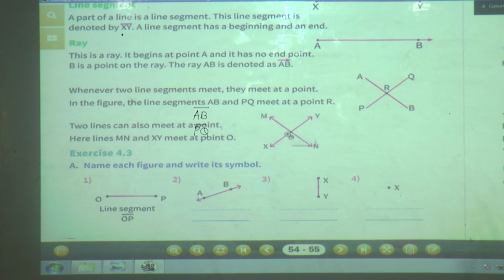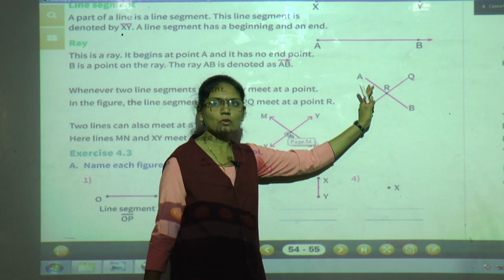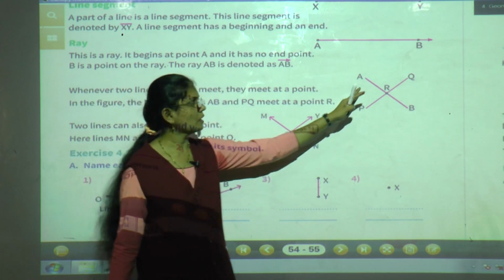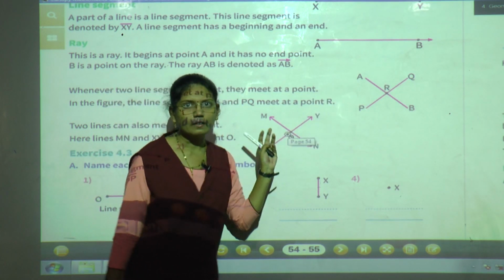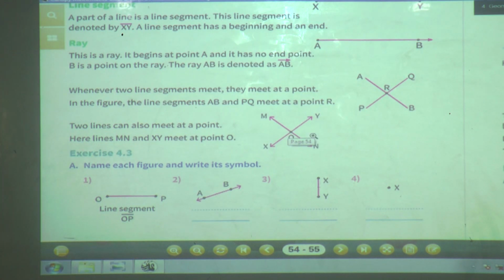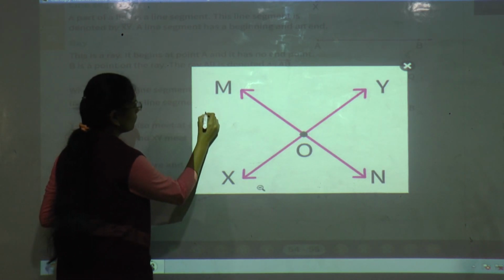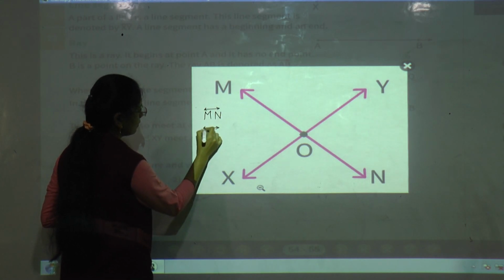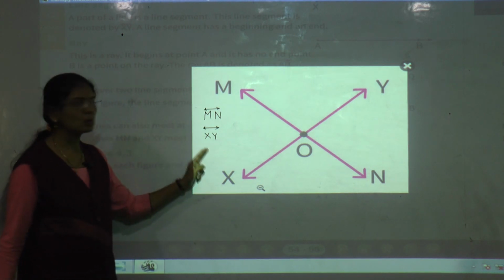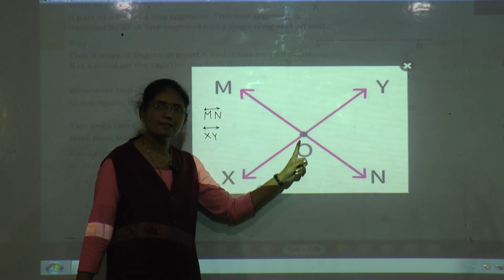Next, two lines can meet at one point. Just now I told you about the line segment. Same like line segment, the lines also can meet at one point. See here in this diagram, line MN and line XY. There are two lines. Which are they? Line MN and line XY. These two lines can meet at one point and the point is O.